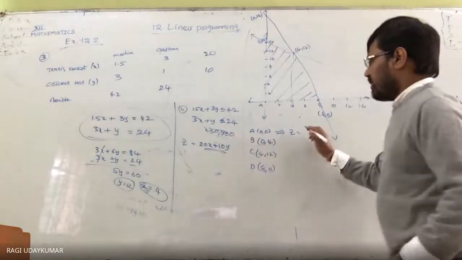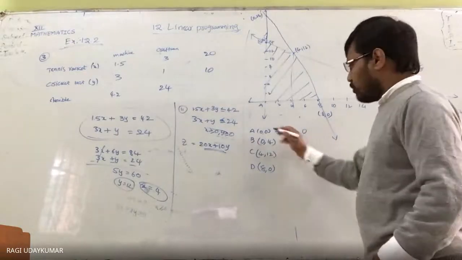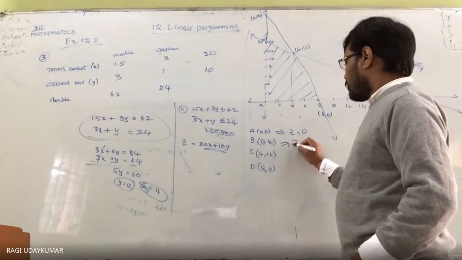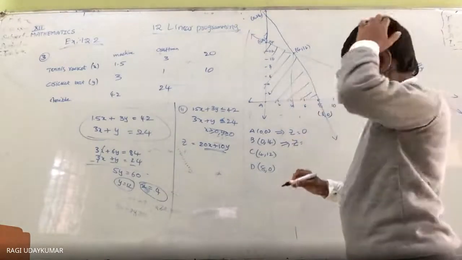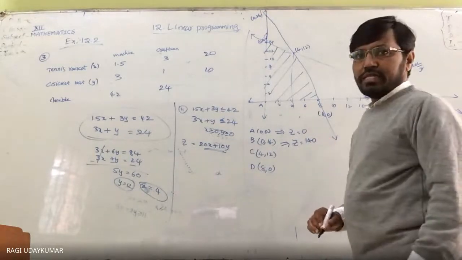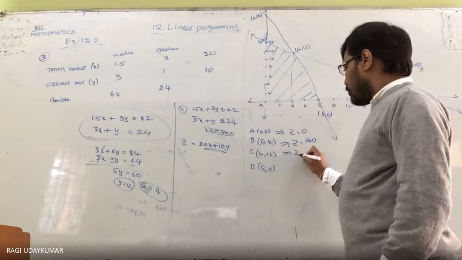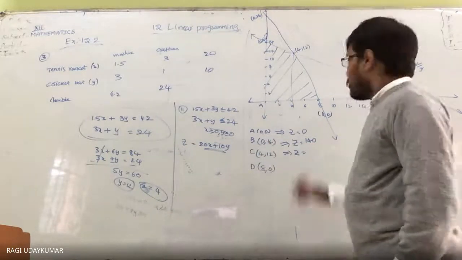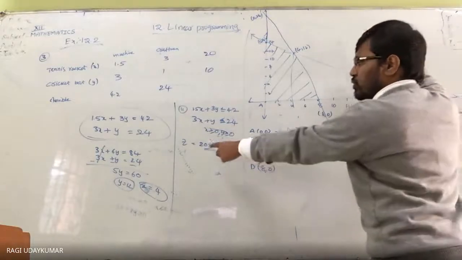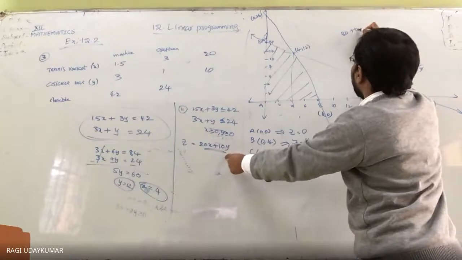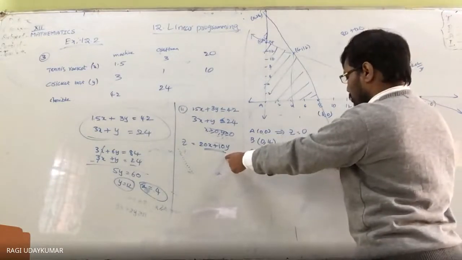20x plus 10y, so at the origin it will be completely 0. Here the maximum profit will come. So when you produce 0 comma 14, substitute and 140 will come. When you produce 4 and 12, z is equal to 80 plus 120, so we are going to get 200 rupees profit.